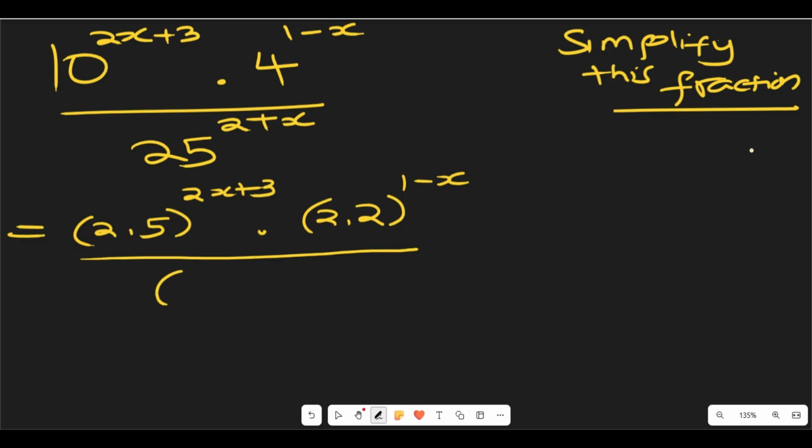You look at the 25. You say 25 in terms of factors. It's 5 multiplied by 5. You do it like this. So 5 multiplied by 5 is raised to the power 2 plus x. Most of the time I encourage people to put brackets on the power as well when it's 2 terms. You will see where it's important. Just for now, just follow it formally like that.